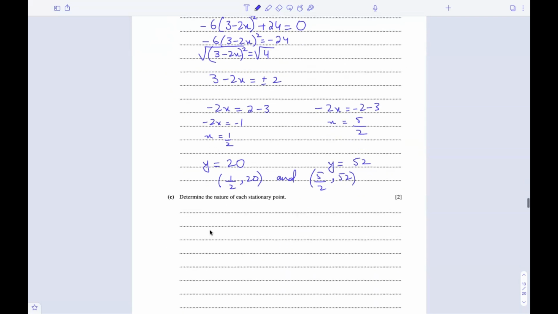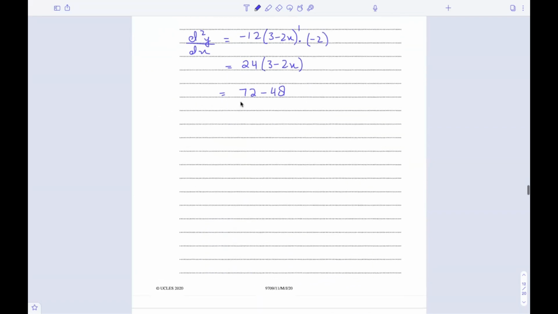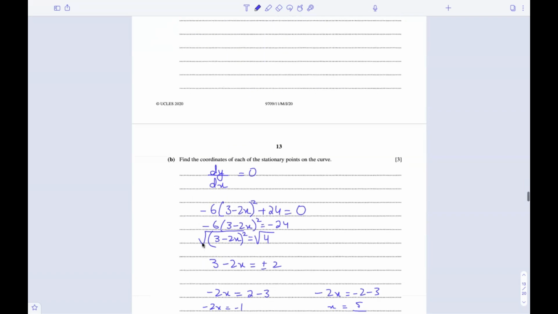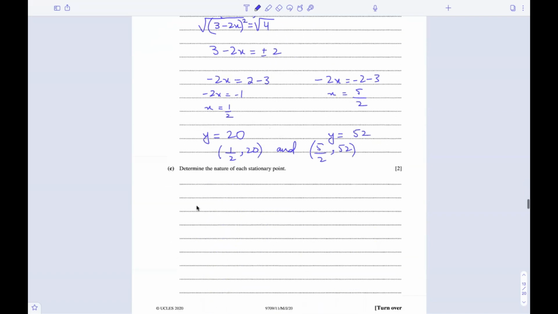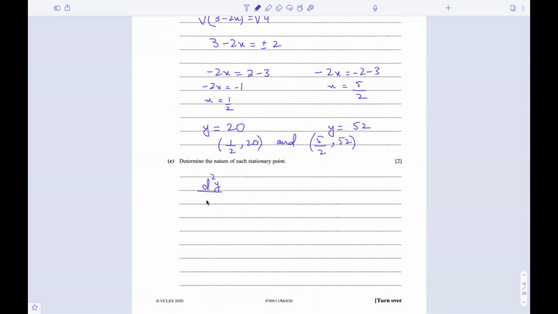In part C, we have to determine the nature of each stationary point. So for each stationary point, if the double derivative is positive, it is a minimum point. We know that the double derivative is 72 minus 48x. Substituting half into the equation, we get 72 minus 48 into half. 72 minus 24 is 48. So we know that (1 half, 20) is a minimum point, as this is greater than 0.